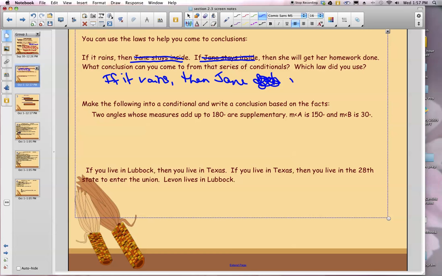That's an interesting way to spell "gets." Gets her homework done. Okay. Which law did we use? We used the law of syllogism because that's the one that allows us to cross out things that match.